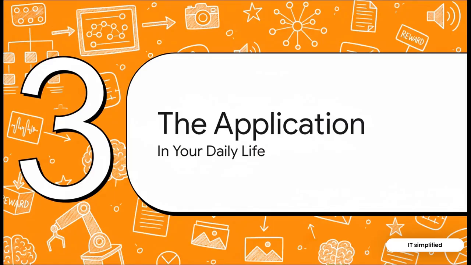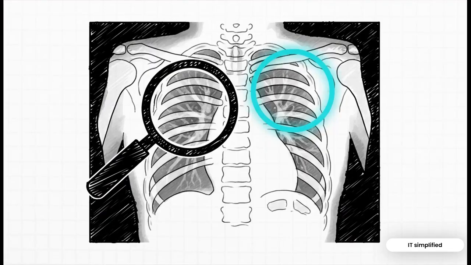Okay, so we've got our 3 learning styles, but the most important thing to realize is that this isn't just theory. This stuff is running right now all around you in your daily life. Take medicine, for example. AI can now look at an X-ray and spot a tumor, sometimes even more accurately than a human doctor can. That's a huge deal.